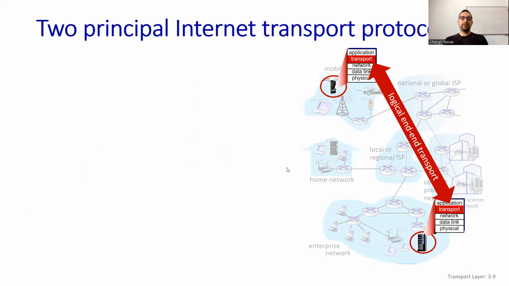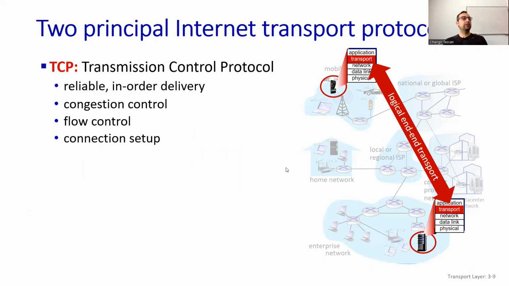So two principal internet transport protocols are UDP and TCP. TCP is short for Transmission Control Protocol. Reliable, in-order delivery. This is important. This means that when you send this message or packets, you know that it will reach the end, the receiver, and in order. So they are not received in different orders.